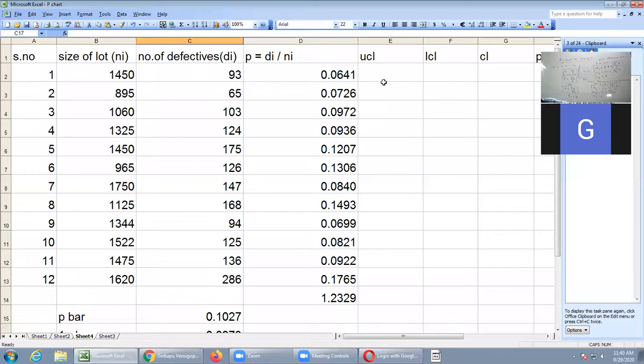Okay. Now I have to calculate UCL. Just now I have told the formulas, so the formulas are with you. First you have to apply the formula carefully. Same formula as it is for UCL. What is the UCL formula?